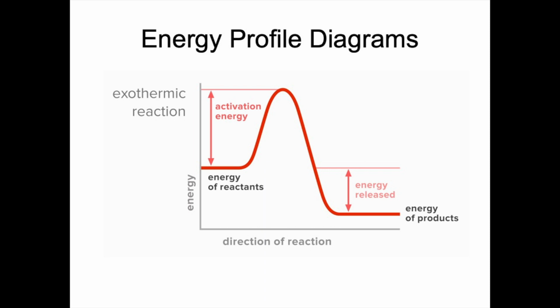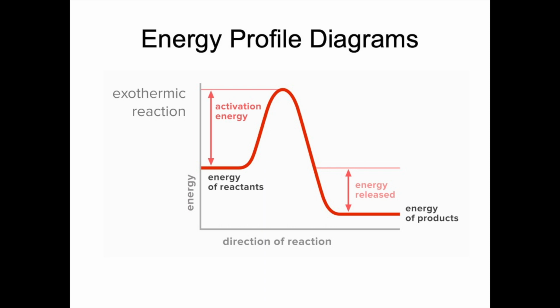Because what happens is the reactants have to have a certain amount of energy for a reaction to start. That's called the activation energy. And you will see on the diagram that's represented by this peak. And once that activation energy has been met, you end up forming products.